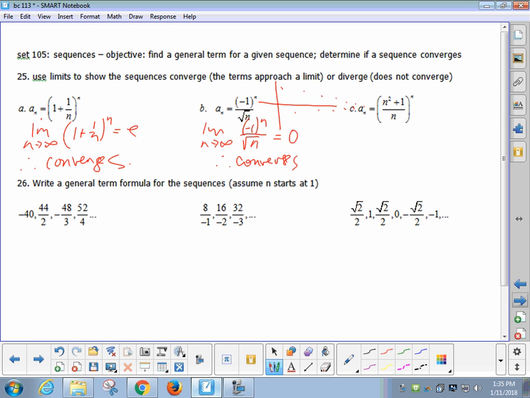All right, this one, the inside goes to infinity, the numerator goes to infinity. This, in essence, then is infinity to the infinity. Does that approach a finite number? Most definitely not. It diverges. It most definitely does not go to zero.